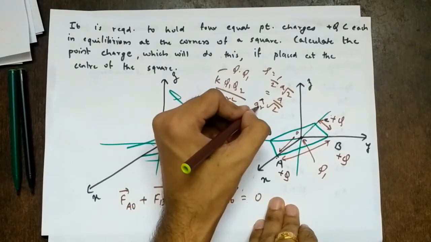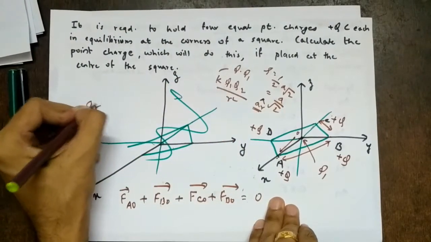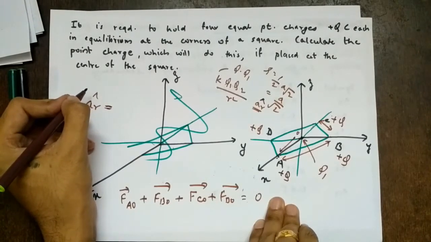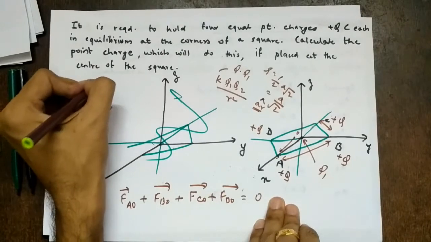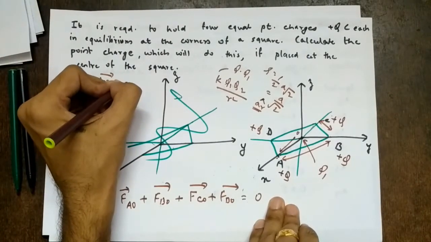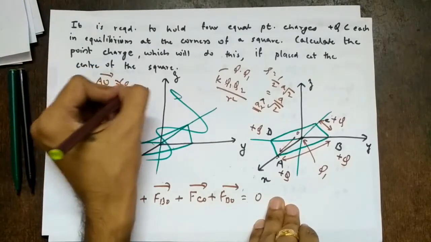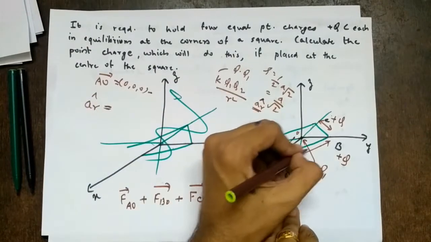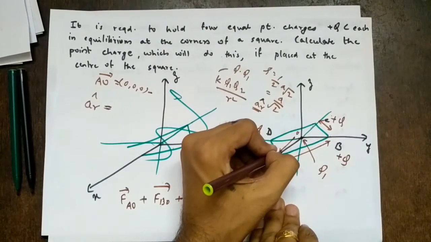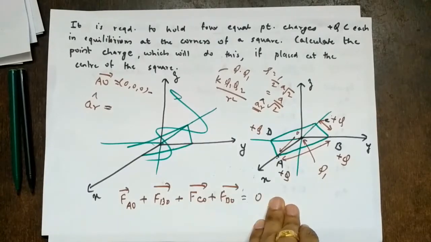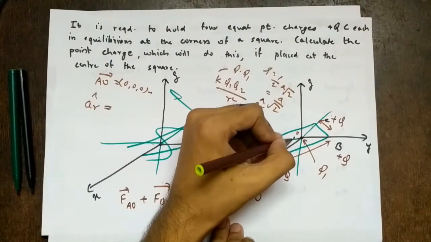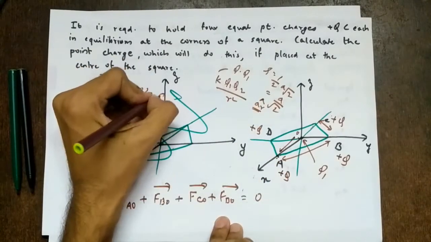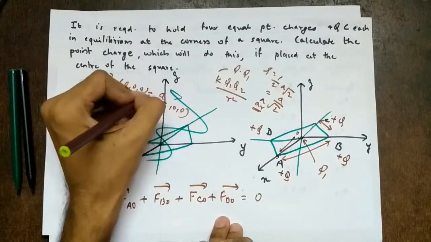So you have R, then you find R cap will be what? I am not solving this. You have to solve it yourself. R cap will be what? For that you will require AO vector. So AO vector is what? O minus A. So 0, 0, 0, minus A coordinate is what? This is the square of side A, right? This is A by root 2. So from the origin till here, A by root 2. So A coordinate is A by root 2, 0, 0.